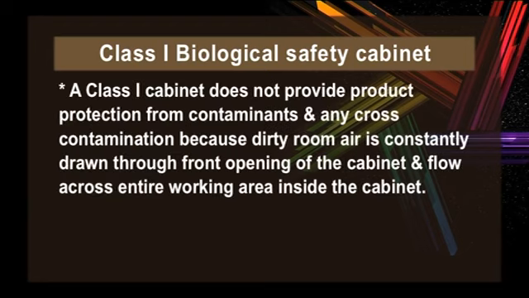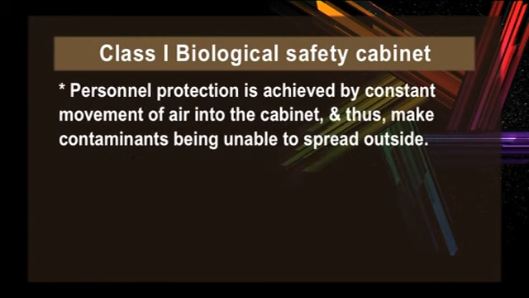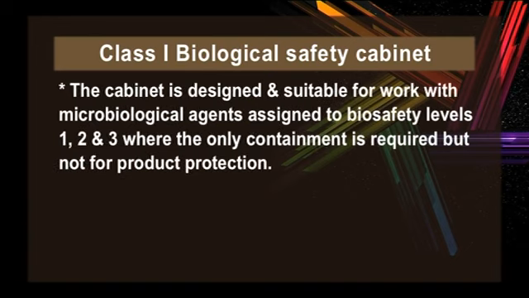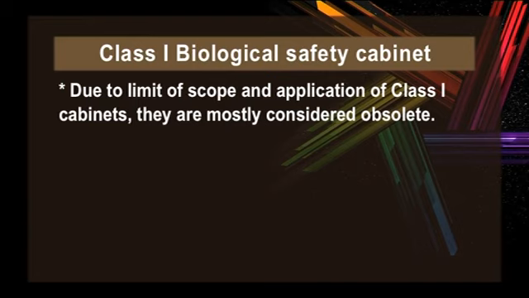A class 1 cabinet does not provide product protection from contaminants and any cross contamination because dirty room air is constantly drawn through the front opening of the cabinet and flows across the entire working area inside the cabinet. Personal protection is achieved by constant movement of air into the cabinet, thus making contaminants unable to spread outside. The cabinet is designed and suitable for work with microbiological agents assigned to biosafety levels 1, 2, 3, where only personal protection is required, but not product protection. Due to the limited scope and application of class 1 cabinets, they are mostly considered obsolete.